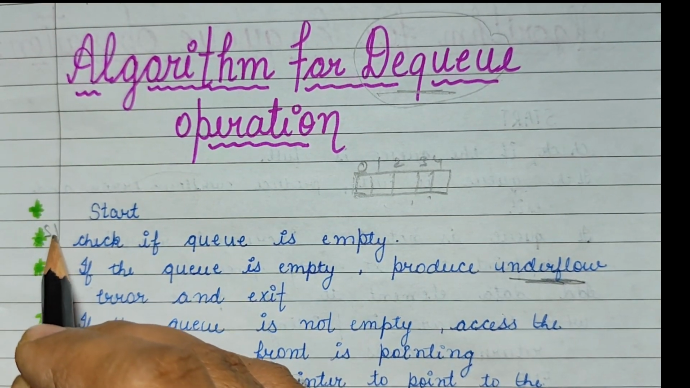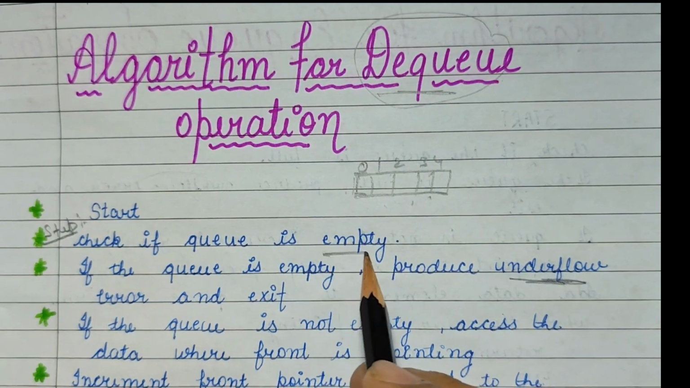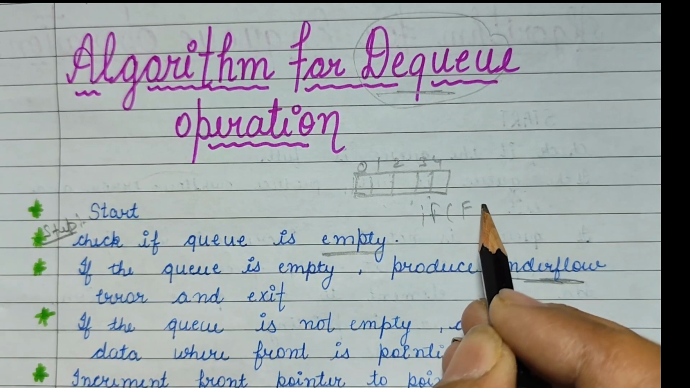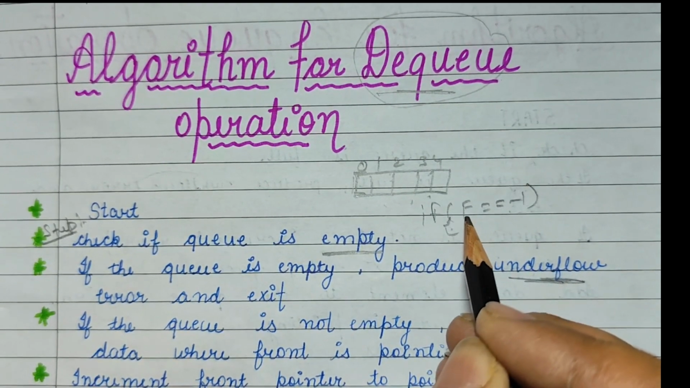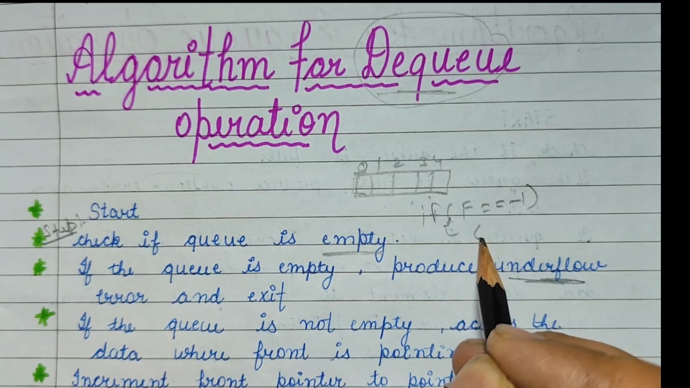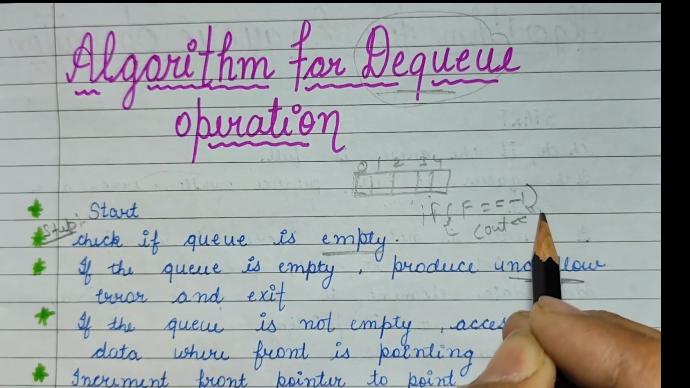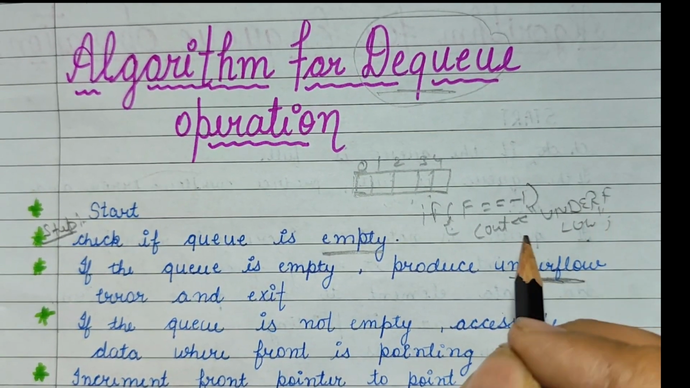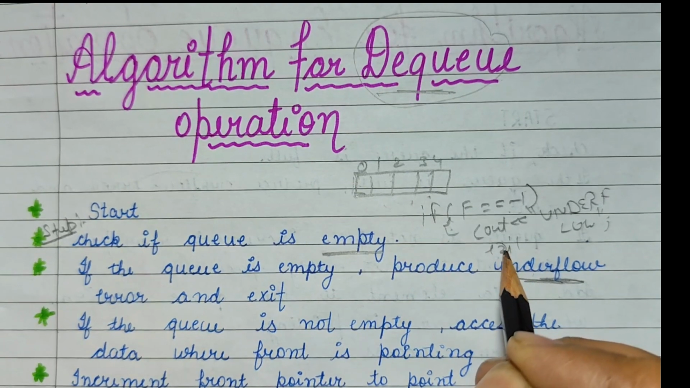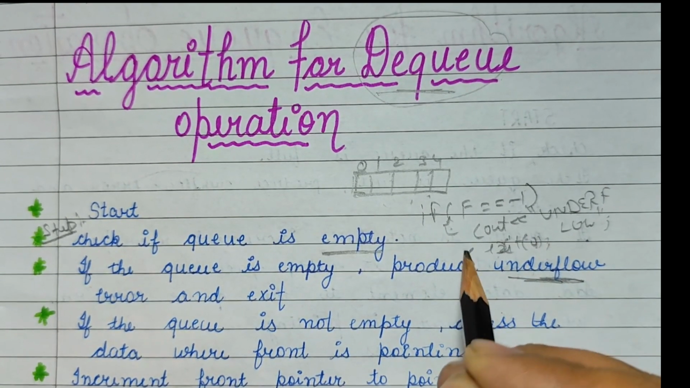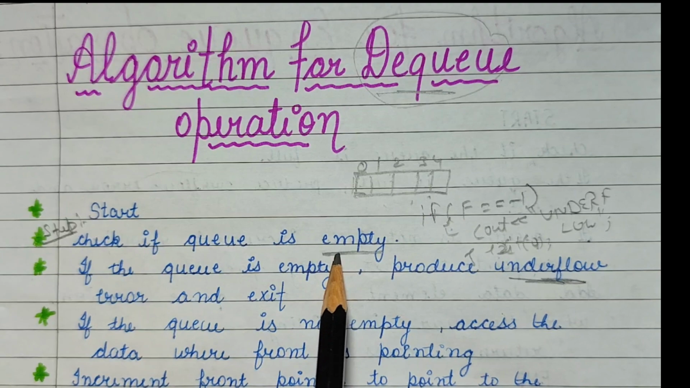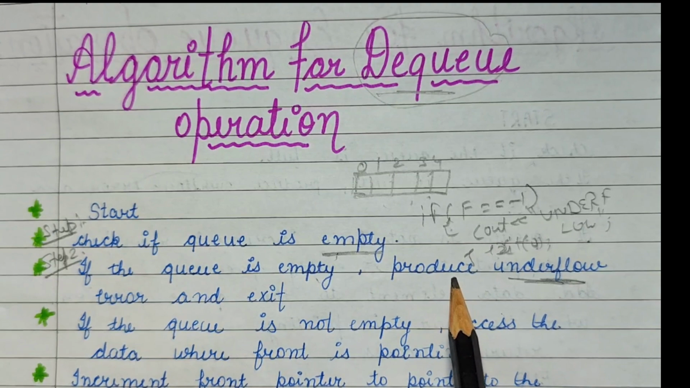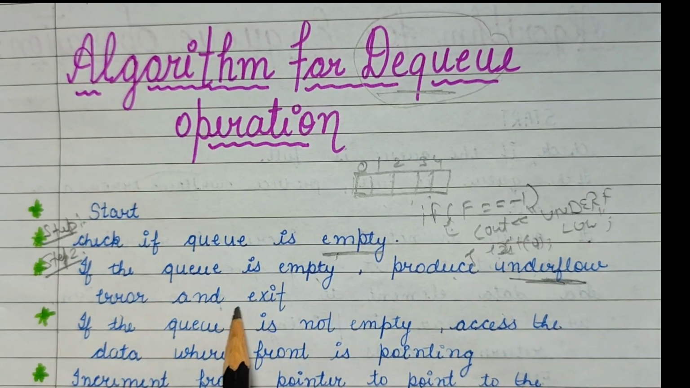So in step 1, we check if the queue is empty. Now how do we check if the queue is empty? If front double equal to -1, then you can write cout underflow. You can write underflow and exit. An exit function is called in that case. In step 2, if the queue is empty, print or produce underflow error and exit.